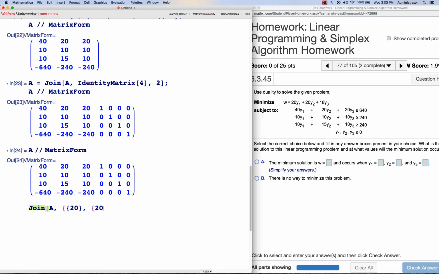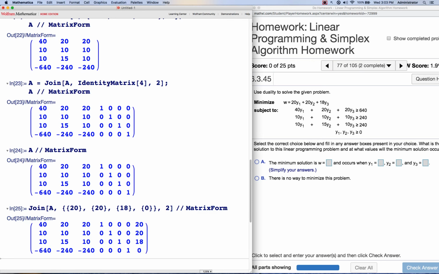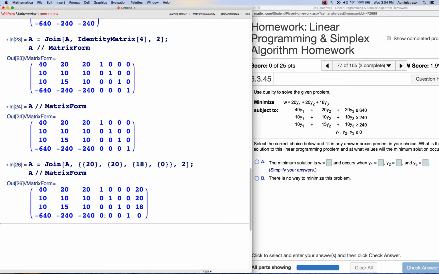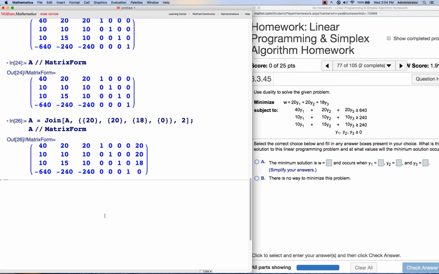20, 20, 18, 0. Okay, so it worked that time. I don't know what. Okay, I did something wrong before. Okay, so that looks just fine. Okay, so I'm going to save my answer in A. And okay, there we go. Save the answer. Okay, there you have it. So let's actually solve the problem.